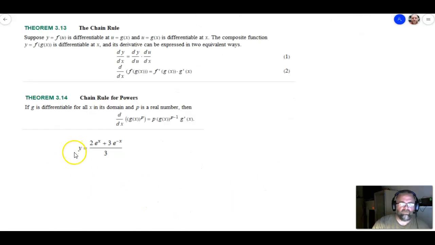All right, here we have y equals 2 to the e^x plus 3 to the e^(-x), all over 3. So what I want you to do is go ahead and pause the video, try this out, see how far you can get, and then we will go through the solution. All right, so this looks like a prime candidate for the quotient rule here, but I'm going to show you a little trick.